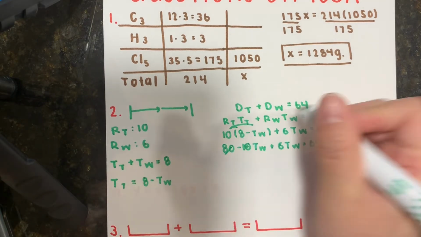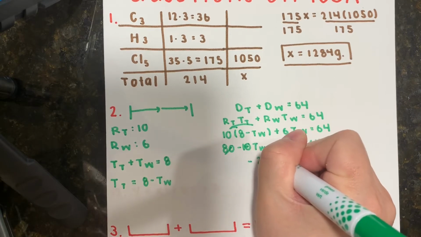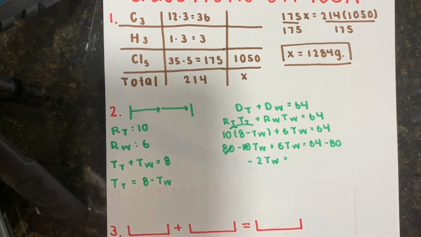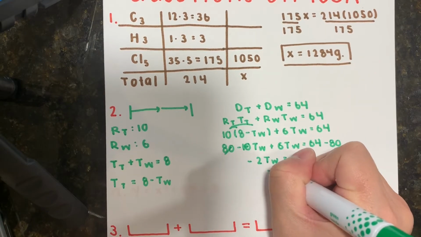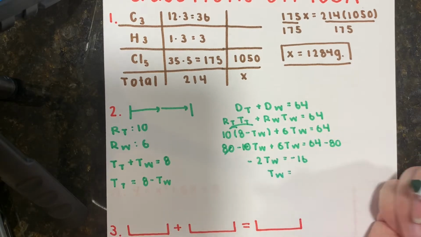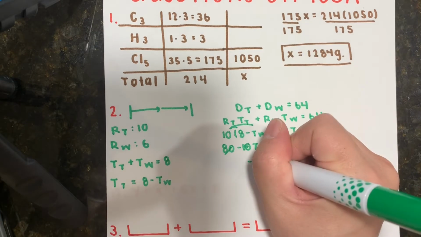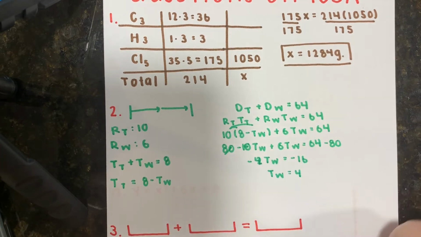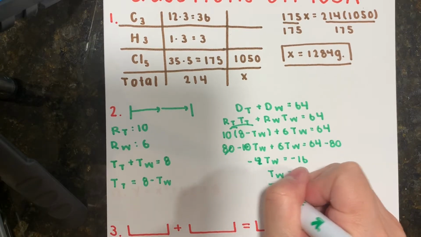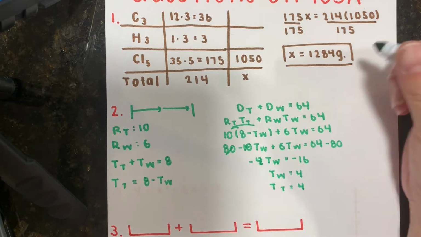If I subtract the 80 from both sides, I'm going to get negative 2 TW is equal to 64 minus 80, which is negative 16. And therefore, TW is equal to 8. Wait, this should be negative 4 TW. So then this TW would be equal to 4. And if TW is equal to 4, then TT is also equal to 4. But that's not what they asked for. They asked for the distance.